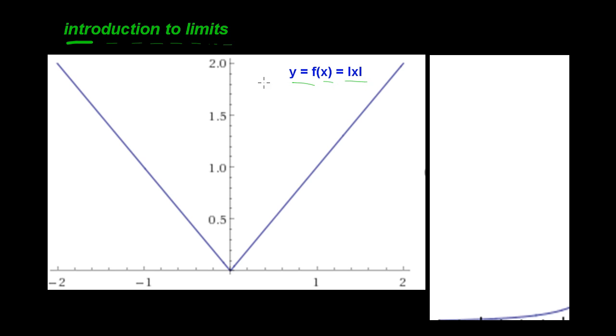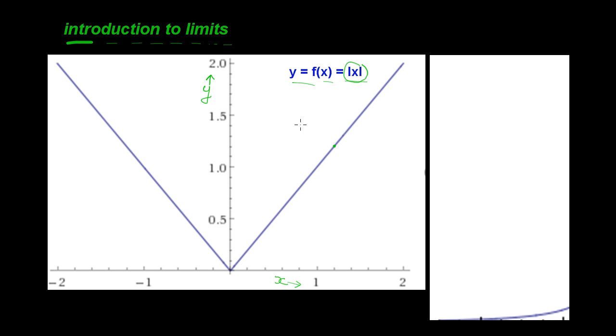This is our x-axis, and this is our y-axis. Now for every x value here, we calculate the absolute value of x, and then we mark it here as a point. Now let's observe what happens to this function when x is approaching 0.